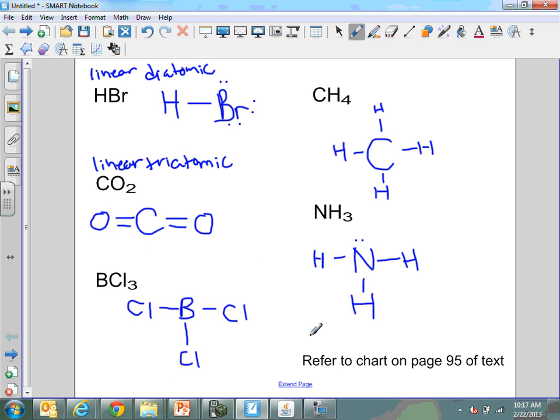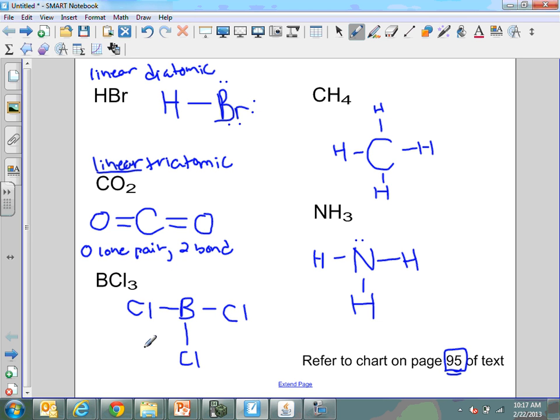And if you check on the chart on page 95, our central atom here has 0 lone pair, and double bonds count as single, so it has 2 bond. That matches up with a linear molecule. So you can always check this table on page 95 of your textbook when you're first starting out drawing these.